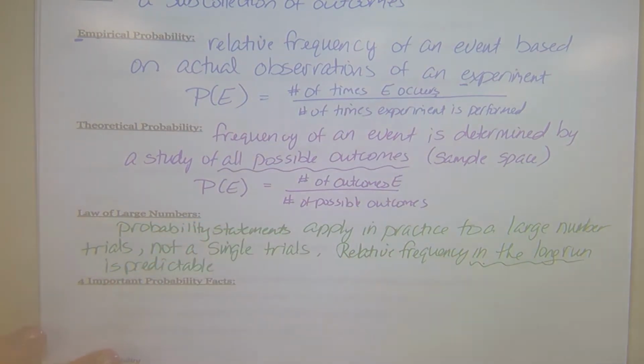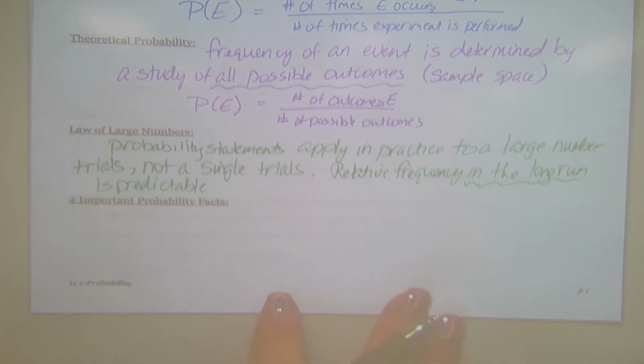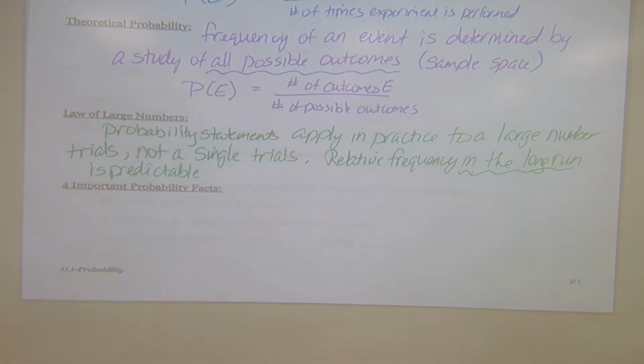But like I just said, if you're just doing a very small number of trials, you can get a streak. You can get the same outcome over and over, and you weren't really expecting that. All right, some important probability facts. I've got 4 important probability facts, things that are going to help you as we study probability.